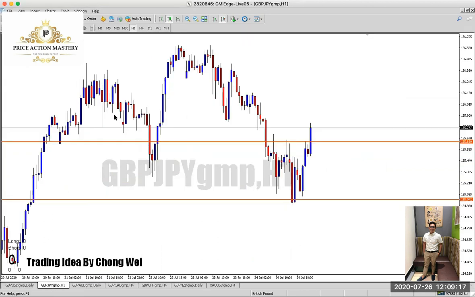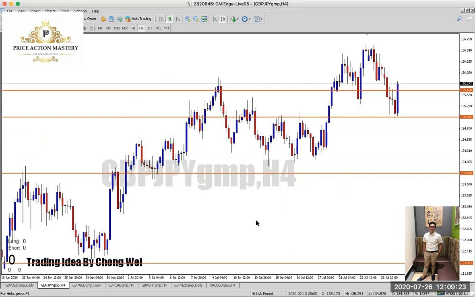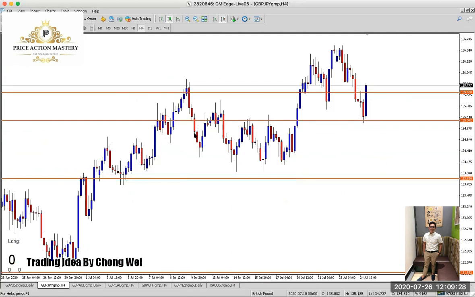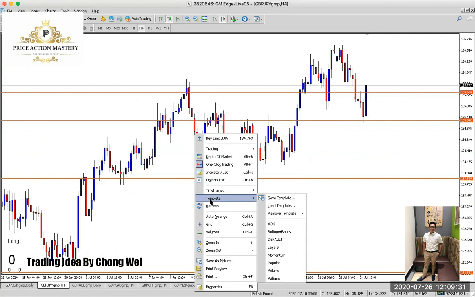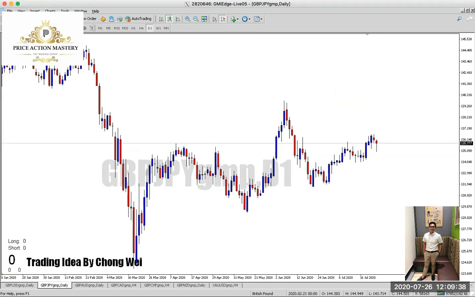So the same thing happened in... yes, okay. So first, let's look into GBP yen. Let me delete it. Let me set it to default first. As you can see, the market has a very clear trend. This is our high, low, higher high, higher low, higher high. Yes, so very clear.